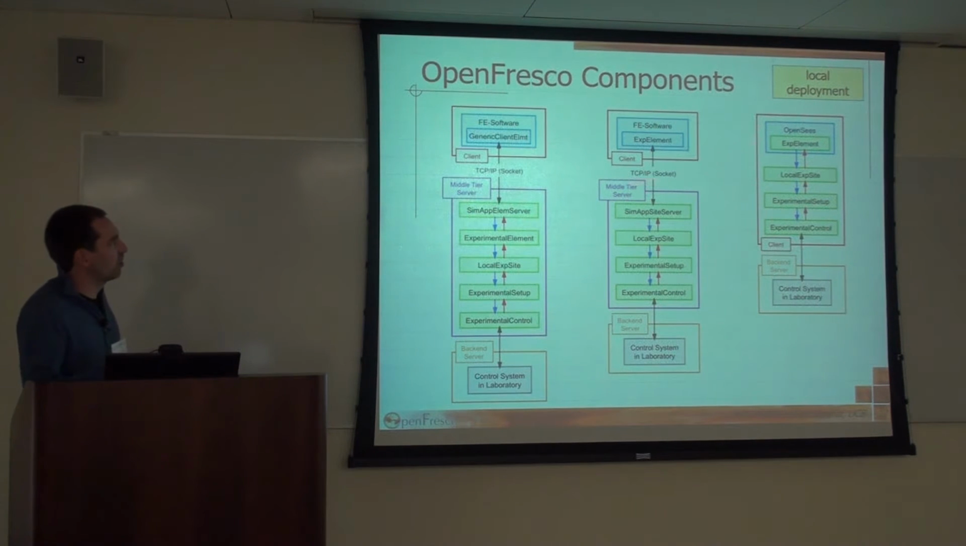So we can do different local deployments. As you can see on the very left, you have a finite element software, like Sean showed, where you put in some generic client element and you use OpenFresco to talk to the laboratory. If you want, you can directly implement an experimental element into your software instead of a generic element, so we allow that as well.